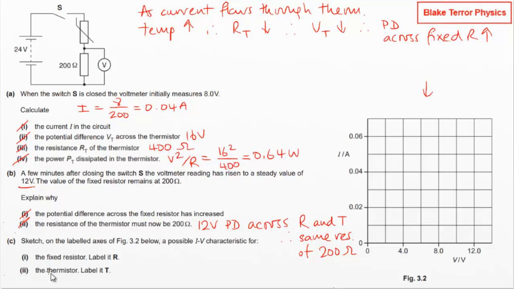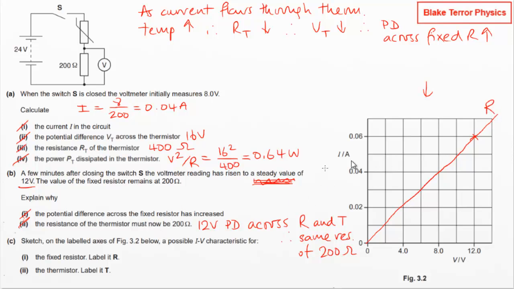Sketch on the labelled axes of figure 3.2 possible IV characteristics. For the fixed resistor, label it R, and the thermistor, label it T. Well, we know that when we've got this steady value, yeah, we want to go steady state. I'll come back to this in a moment. But we got 12 volts here when we've got 400 ohms in total. So when we got 400 ohms, we're going to have 0.06 amps. So we want to go through 12, 0.06, and the fixed resistor is going to be straight line ohmic. So we're just drawing this straight line up through here, and we're labeling that R.